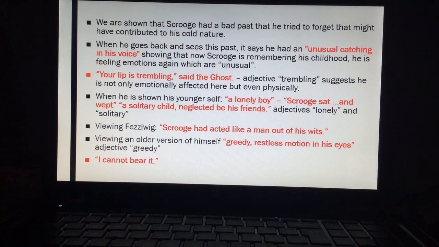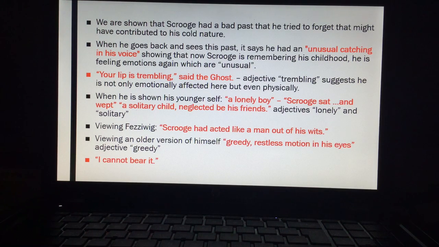And look, when Scrooge sees it, we've got this idea that he's overcome. Okay. When he views Fezziwig, Scrooge acted like a man out of his wits. Again, I suppose that does link back to trembling, because it's the physical change with him, a man out of his wits. It's almost like he's lost control.